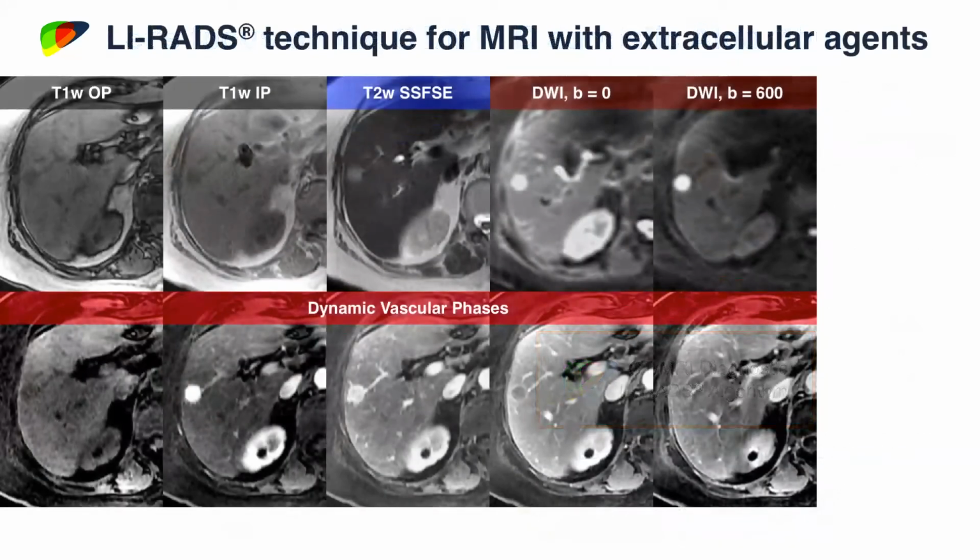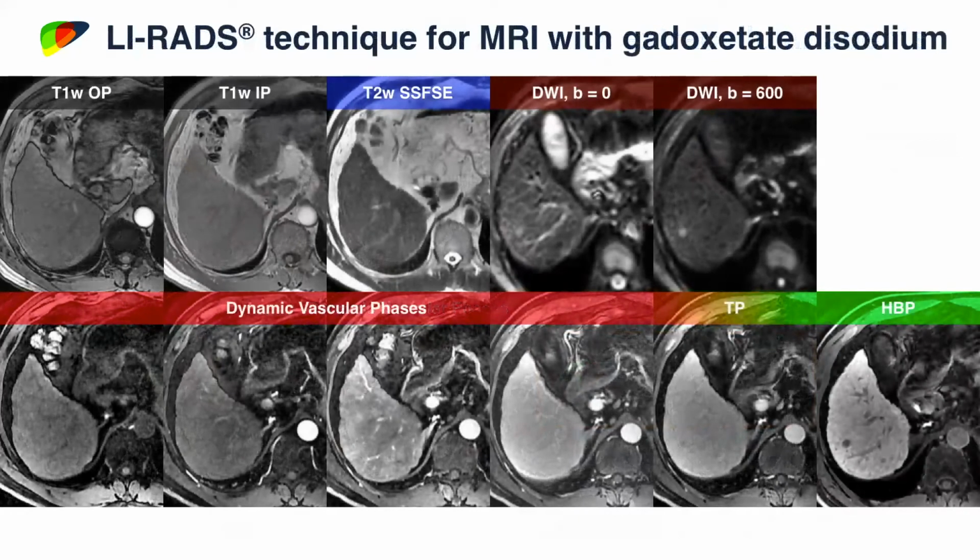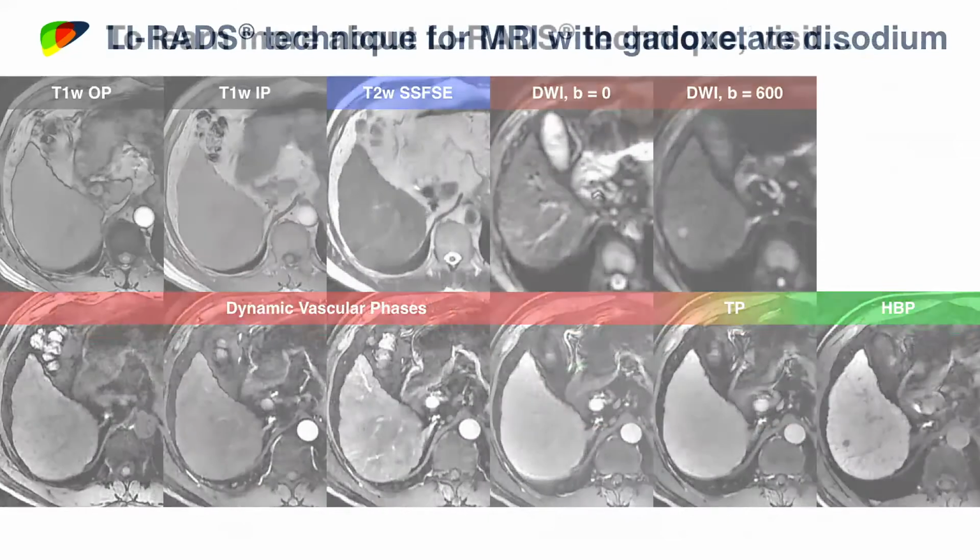Okay, so how do we do it? Well, LI-RADS doesn't want to be too prescriptive on how to do it, but if we're using an extracellular agent, then LI-RADS would like you to get in and out of phase imaging, some kind of T2, some kind of diffusion weighted imaging, and then dynamic imaging with arterial phase, portal venous phase, and delayed. And if you're doing MRI with a hepatobiliary agent, it's very similar, except that we ask you to get a hepatobiliary phase at about 15 or 20 minutes.